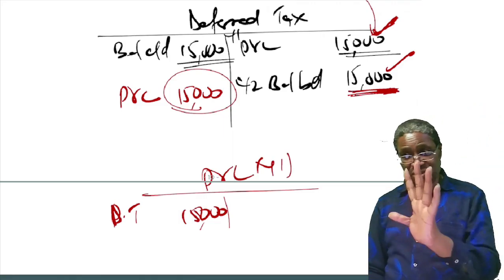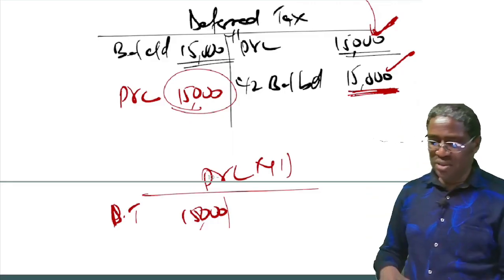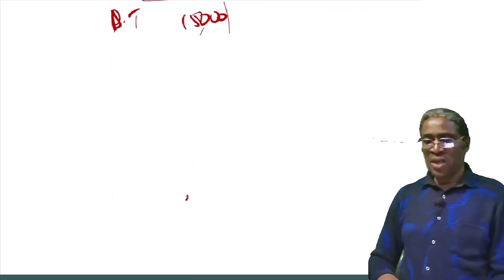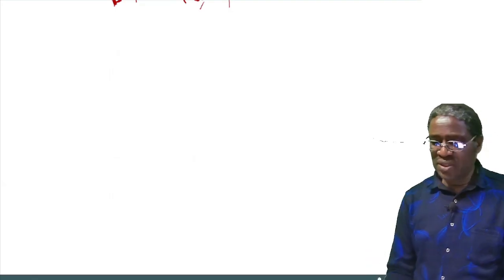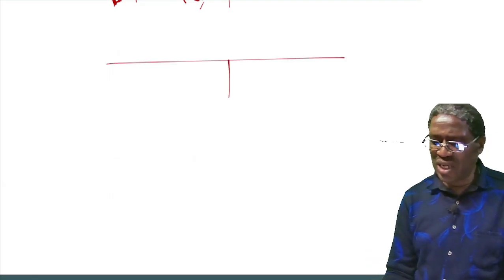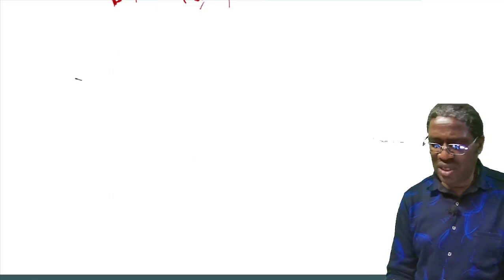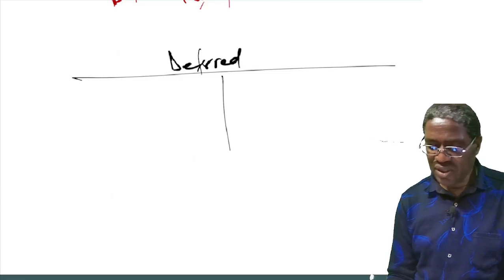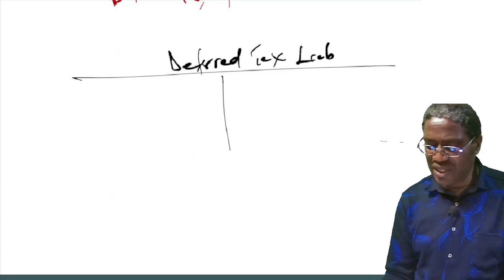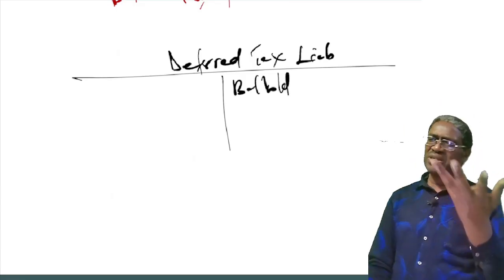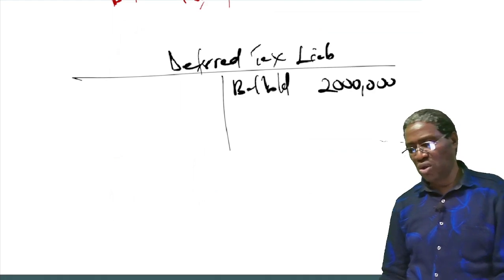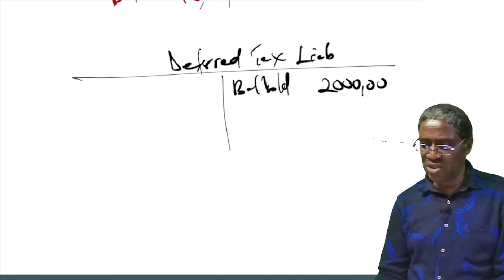Good. Now, with that idea, answer the following question. Listen. We have already said deferred tax is a liability. So let me assume that you as a company, by the beginning of this year, had a deferred tax liability. Let us assume your liability was, let's say, 20 million.